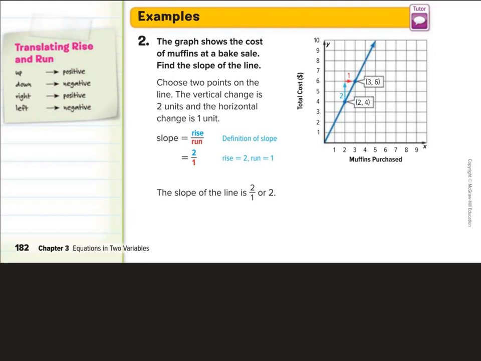And looking at the 2 points on the line, so let me change colors because that is blue. This point is 2, 4, and this point is 3, 6. So the change, the rise from this point to this point is 2 units. And from this point to this point, the run is 1 unit. So I would put 2 over 1. So the slope of the line is 2 over 1, or just 2.